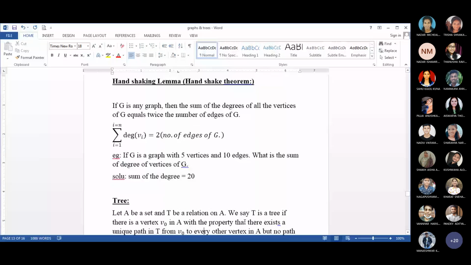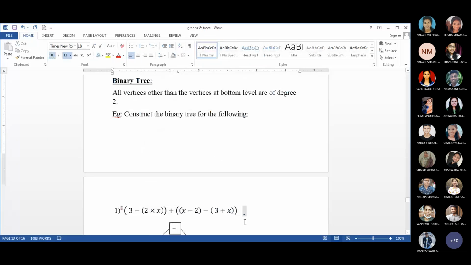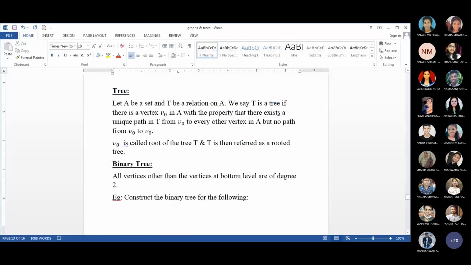Okay, next we go to the idea of a tree. Tree means not the trees which we see on the road. Tree is basically a graphical representation of a set with a relation T. If you recollect, we saw the directed graph, right? Directed graph was a pictorial representation of a relation. Similar to that, we have a tree which is a pictorial representation of a symmetric relation.